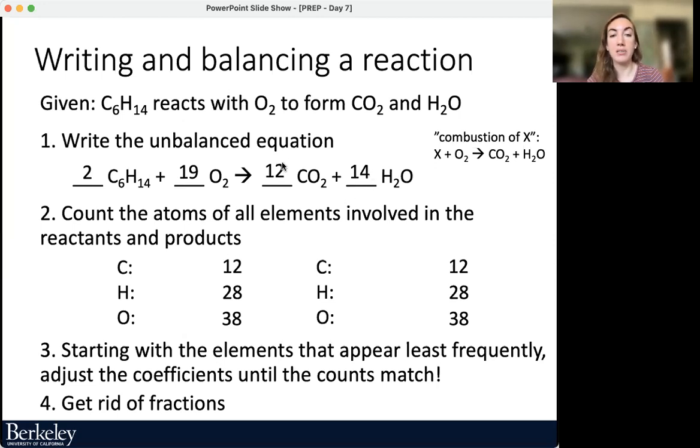And so I can use these coefficients now to learn that for every 2 molecules of C6H14 that I burn, that I combust, I make 12 CO2 molecules. So I can now use these stoichiometric coefficients to learn something about my reaction. Does anyone have any questions on what I did or how I did it? I'm going to make you practice in a minute. So now is the time.